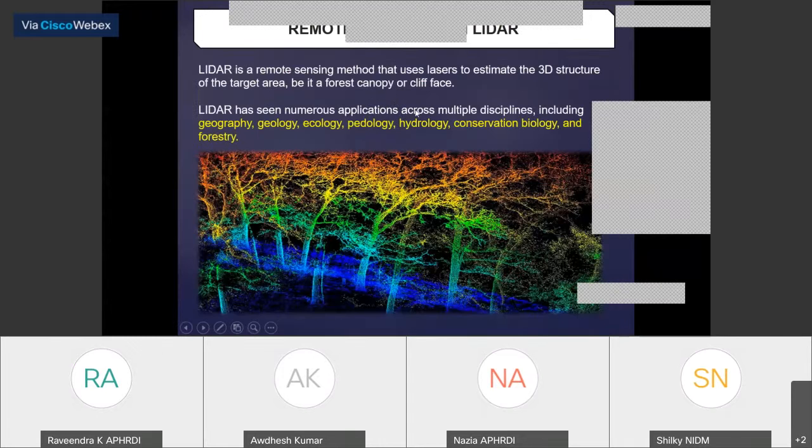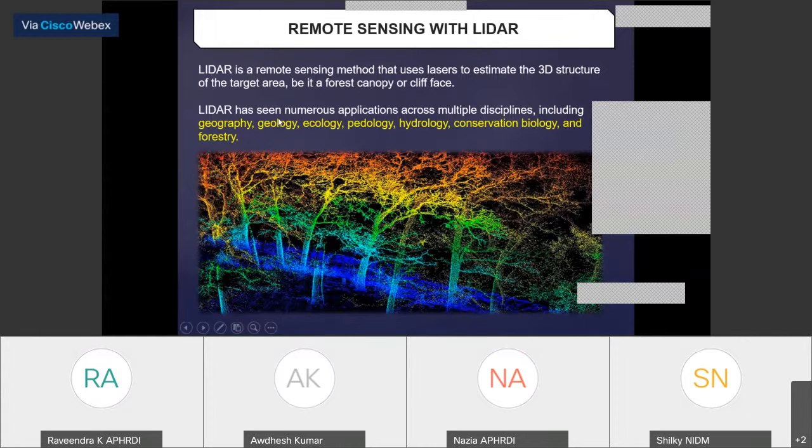And for this AIDRR, animal inclusive disaster risk reduction, we use certain technology in which LIDAR is prominent. Again, I'm coming to the Prime Minister's 10-point agenda, as point number 5.